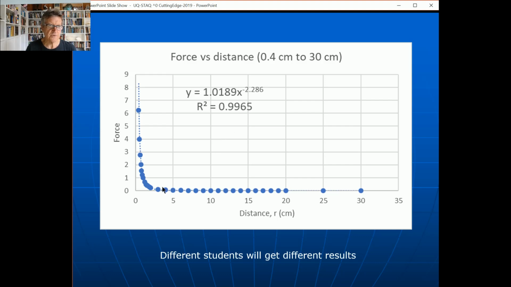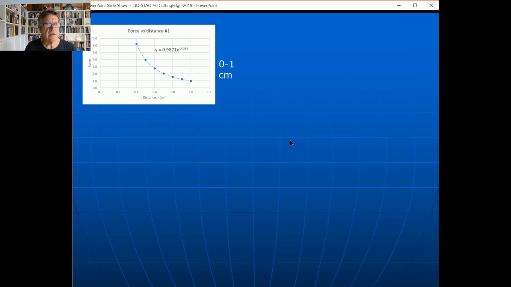So the previous one, I started here at 4 centimetres. Let's now include all this in from 0.4, okay? And on average, if you like, the relationship is nearly inverse squared. Okay, so what else can we do? You can look at all aspects of this and see how it changes as the R distance changes.